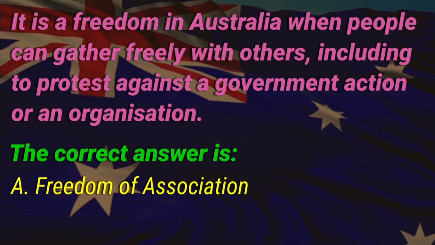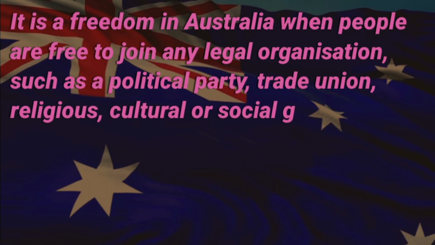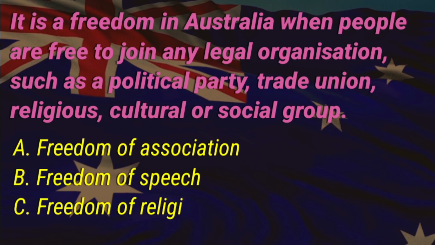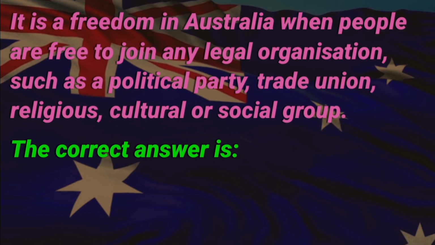Freedom of association. It is a freedom in Australia when people are free to join any legal organization, such as a political party, trade union, religious, cultural, or social group. A. Freedom of association, B. Freedom of speech, C. Freedom of religion. The correct answer is A.